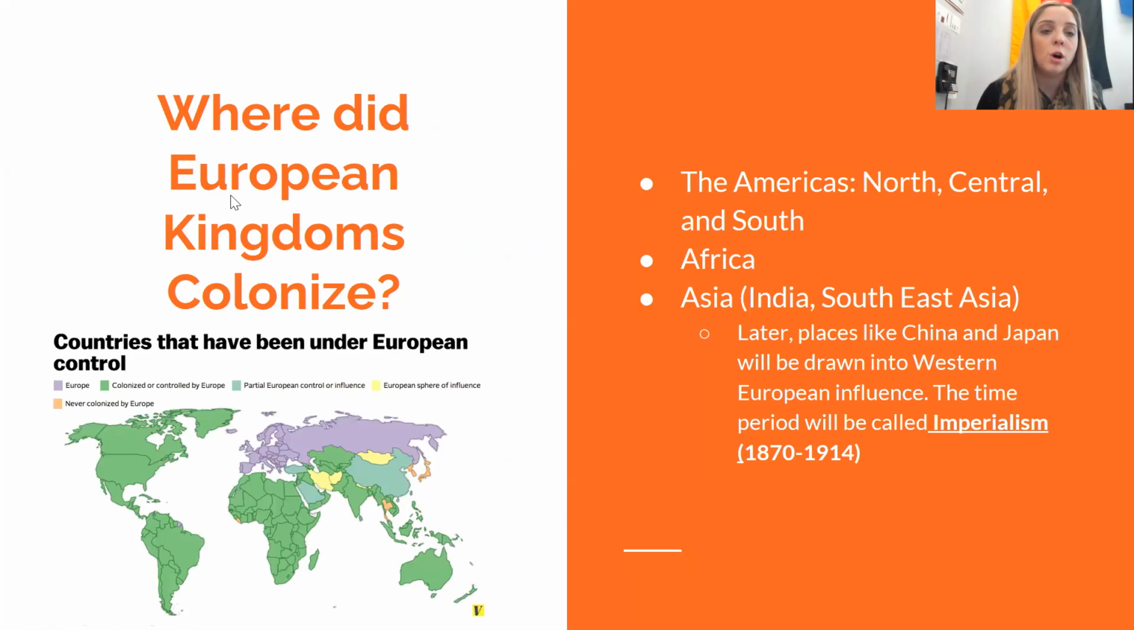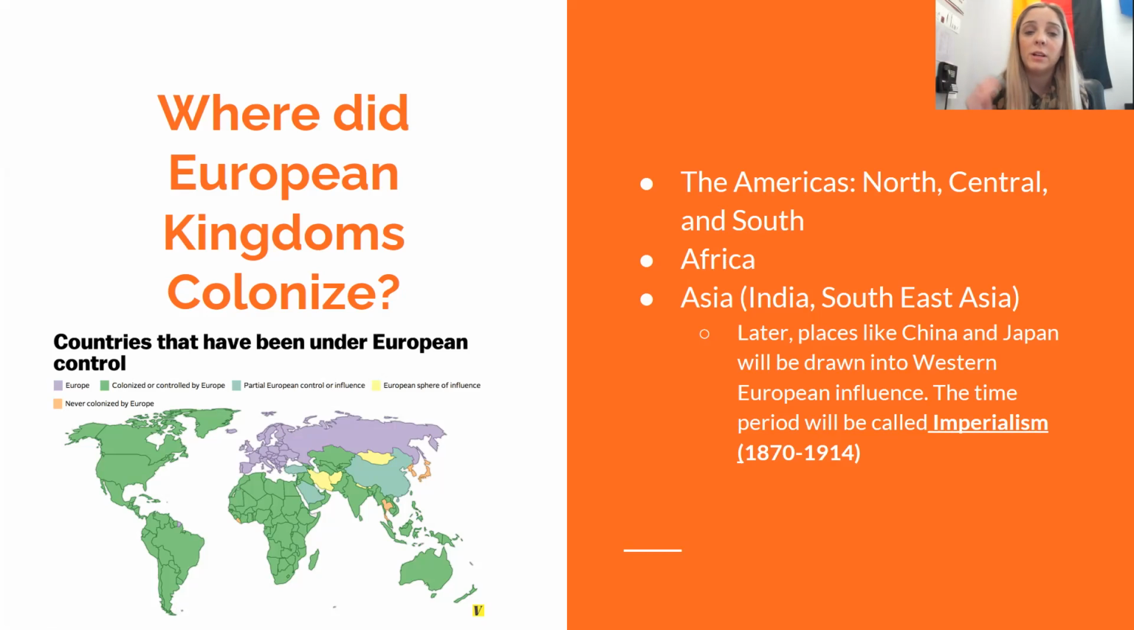Okay. So I love this map because it says countries that have been under European control, and then it has different colors. If you look at the light green, it says partial European control or influence, but if you look at the darker green, colonized or controlled by Europe. So that's dark green, a massive part of our world will be dominated by Europe. In fact, England in itself, when we get to imperialism, which is kind of like the next step to colonization, there's a famous quote that says, "The sun never sets on the British Empire," because anywhere that you're at in the world, there's going to be British dominance.